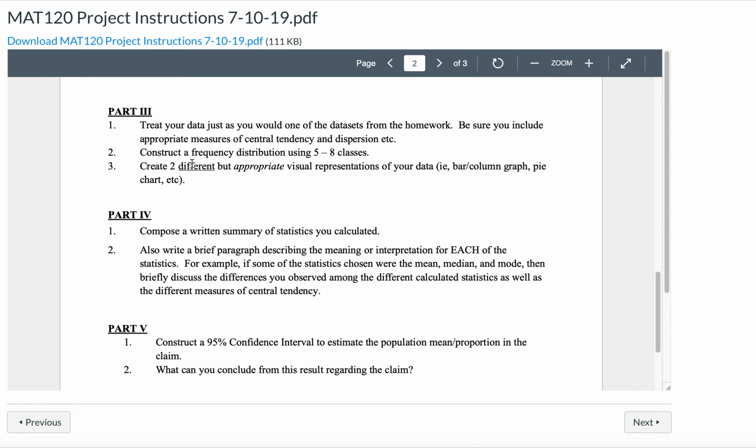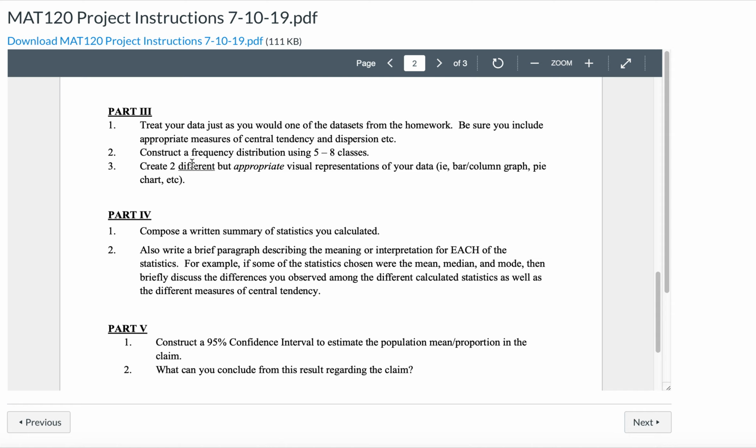Part 3, treat your data as you would a data set from the homework. Why is that in the directions? Because when you open Minitab, it's exactly as a data set from the homework. You need to put in the very first cell the name you're having for whatever variable you're entering, Minitab dash your name, just like all of your data sets for the Minitab homework.